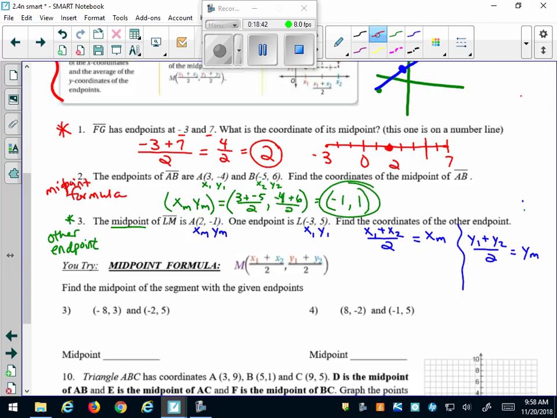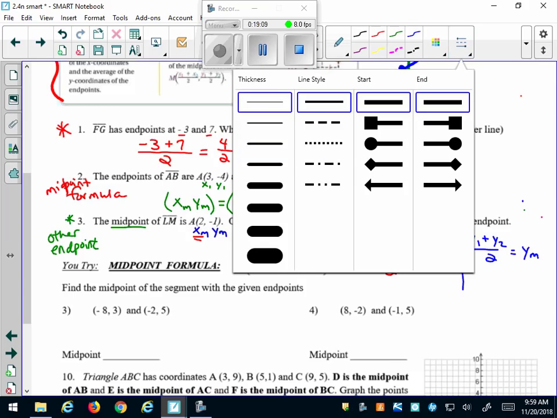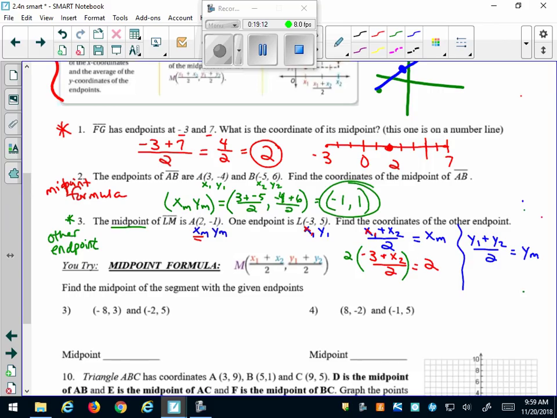So let's switch colors here, right? x1 is right here. So that's -3. Right? Plus x2 is what we don't know. Over 2 equals xm we have right here is 2. Now to solve this, multiply both sides by 2. It cancels on the left. We get -3 plus x2 equals 4. Add 3 to both sides, and x2 is 7.